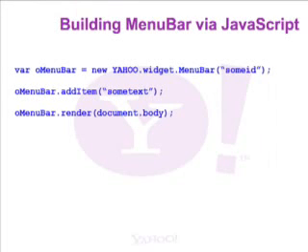And you can also build menu bars from JavaScript, just like you can menus. So in that case, you would call new YAHOO.widget.MenuBar, passing in the ID of the menu bar that will be created for you. You'll call addItem, passing in the items for that menu bar, and then call render with the reference to the node that menu bar should be rendered into.